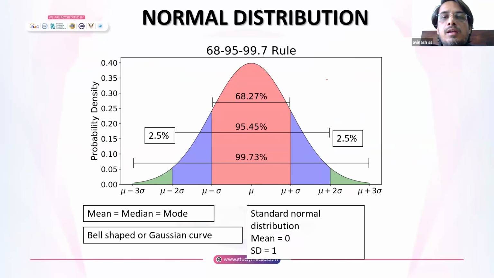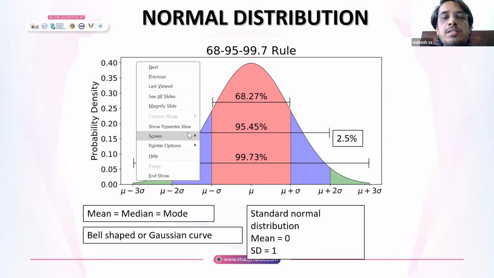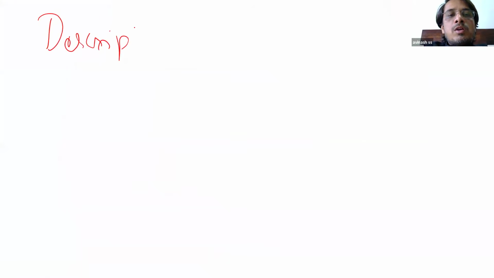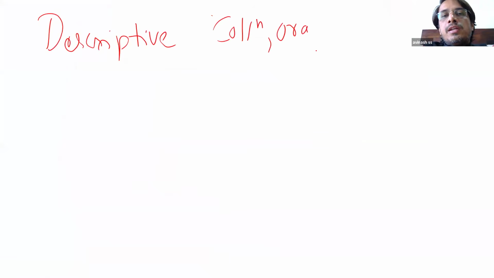Now we will see the normal distribution. Till now, what we discussed was coming under the topic descriptive biostatistics. What we discussed was the collection of the data, organization of the data, summarization of the data, and analysis of part of the data.